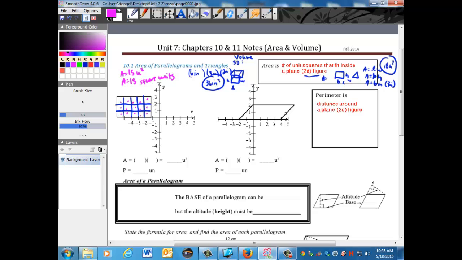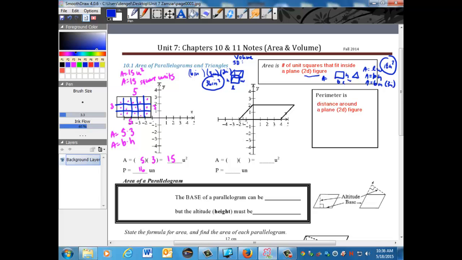Now, we can do this for each shape, but this takes a really long time. So instead, we see that we have 1, 2, 3, 4, 5 columns, and we have 1, 2, 3 rows. If we were to count all these up, the shortcut is to take 5 times 3. When we think about what 5 represents, 5 is our base and 3 is our height. So we see that area is equal to base times height. That would give us 5 times 3, which is 15 units squared. To find perimeter, we just add up all the sides, and that would give us 16.